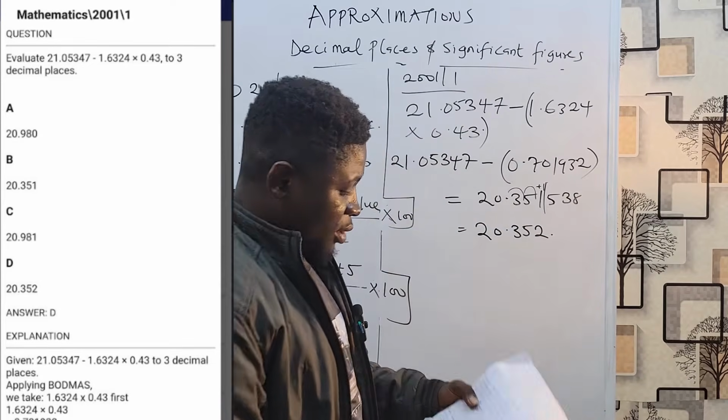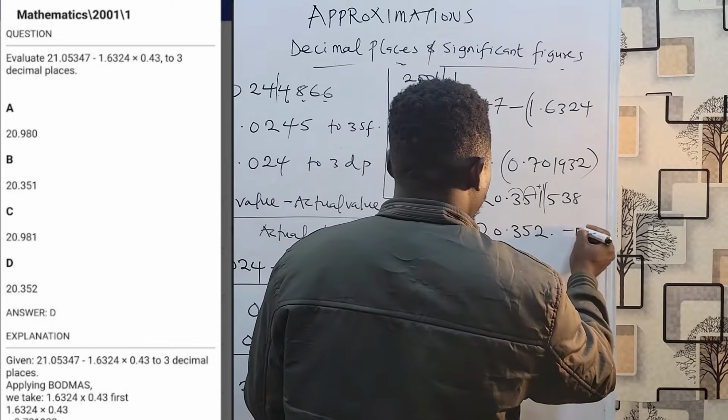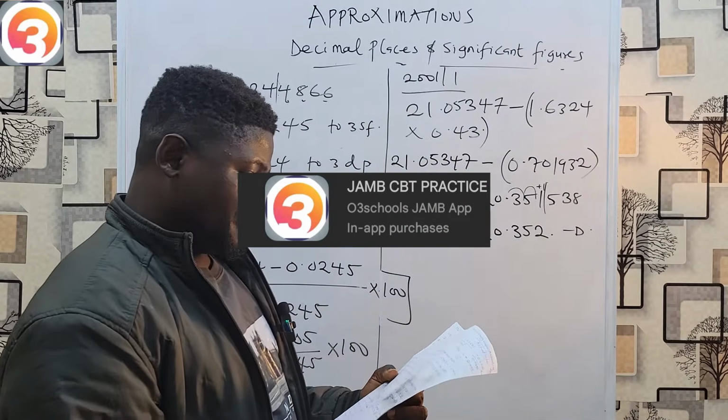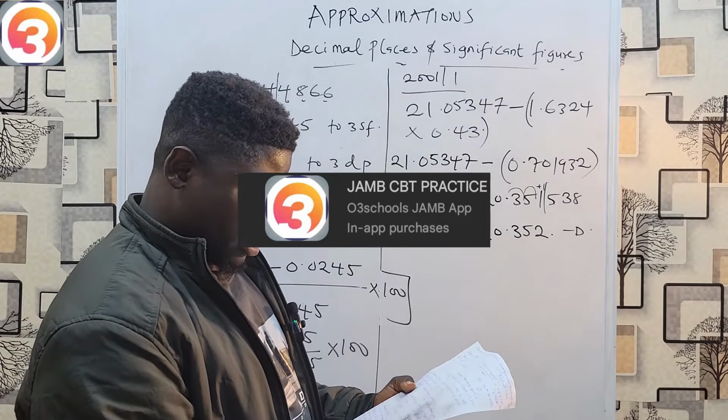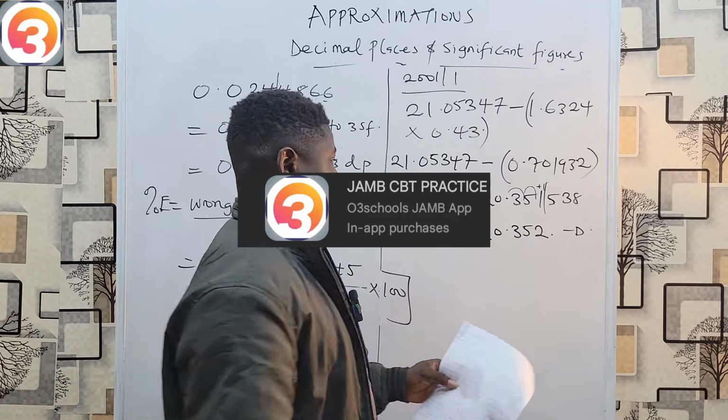20.352. What option is that? Option D. All right. Okay, so we have just one more question and then we'll take our assignment for today.